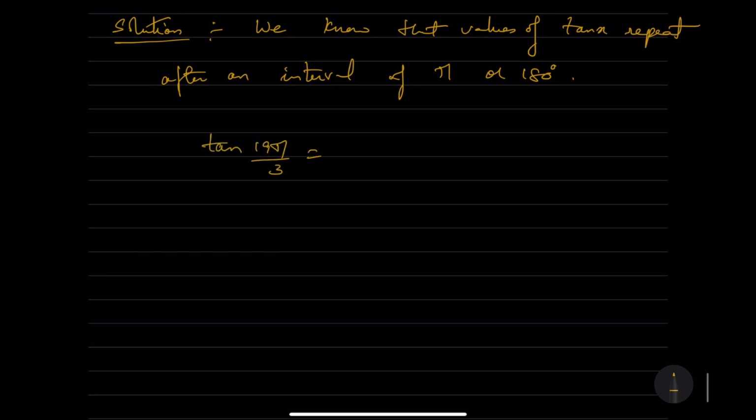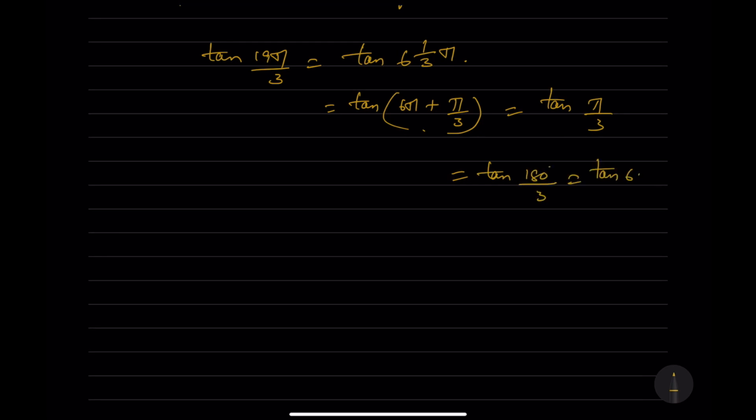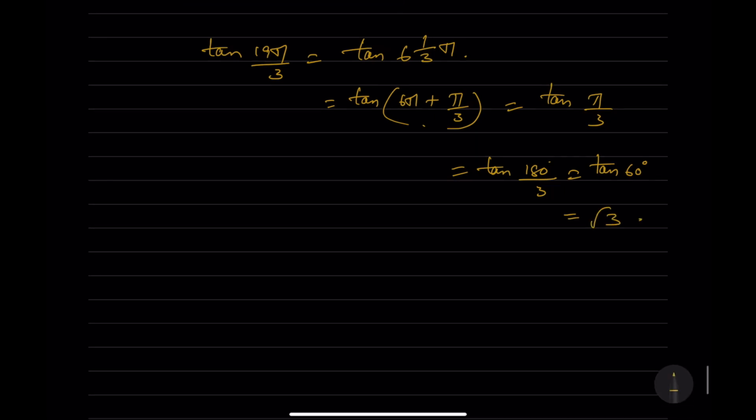So therefore we get tan 19 pi by 3 is equal to, if you are dividing, you get it as 6 1 by 3 pi. So this can be written as tan of 6 pi plus pi by 3. 6 pi is nothing but 6 into 180, so it repeats itself after pi or 180 degrees. So which is equal to tan of pi by 3, which is equal to tan of 180 by 3, which is equal to tan of 60. Since it lies between 0 and 90, it's positive, therefore you're getting this as equal to root 3.